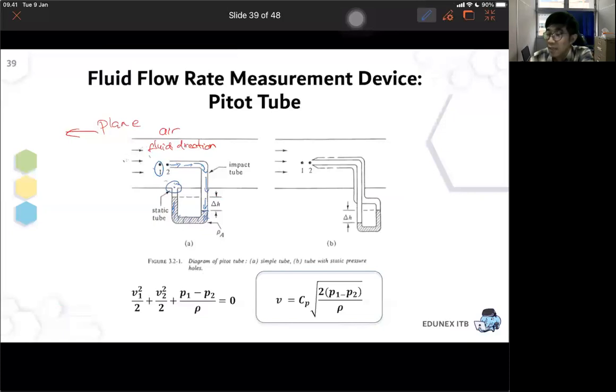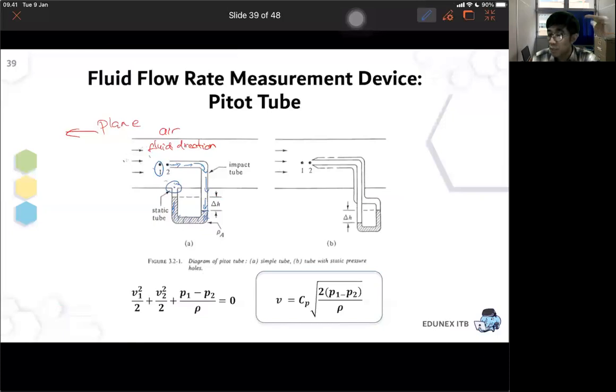Okay, and then point 2 is already inside the mouth of the tube. But after pressing the liquid inside the manometer, everything inside the pitot tube is in static condition. So at first the air flows inside the pitot tube, pressing the manometer, and then the liquid inside the manometer shows a height difference, and then it becomes static.